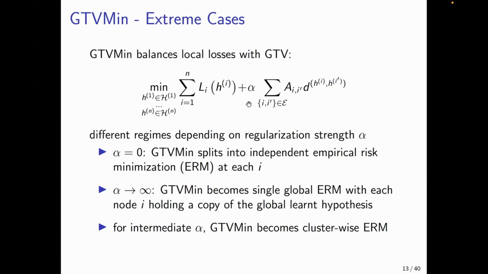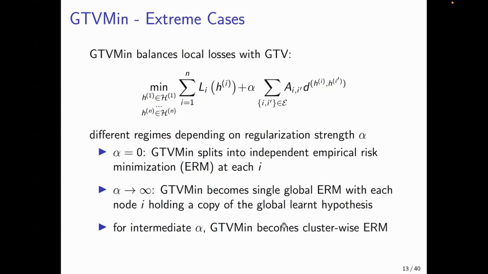Just to point out, we will see next week in the federated learning algorithms lectures how to solve this GTV-min problem by distributed optimization. So there is no need for a server update and a broadcast to clients. This is fully distributed, based on message passing, like in a peer-to-peer network. But still, we can end up with, like in the server setting, a single global model. It's just that each node holds a copy of this global model. And we can enforce this by choosing alpha sufficiently large.